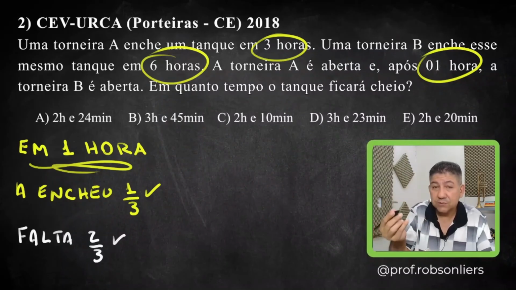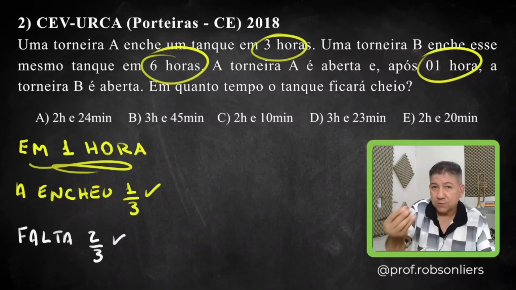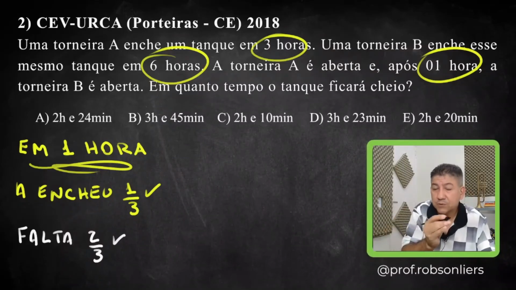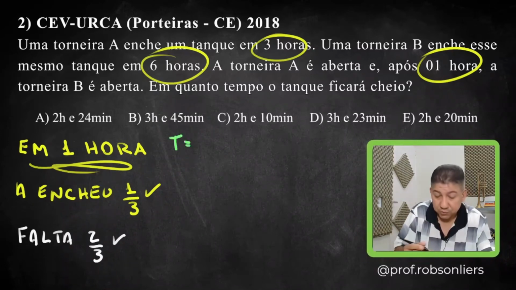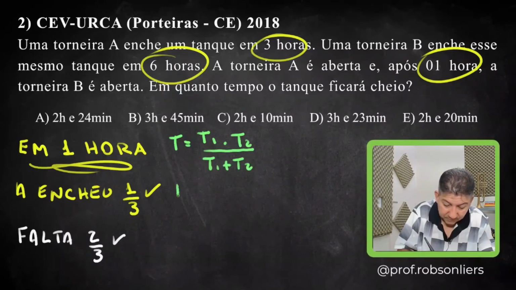After 1 hour, they opened the second faucet and both faucets stayed open together. To fill the rest of the tank then, let's calculate how long it takes for both together to fill the entire tank. And actually, what we want to calculate here is 2/3. But let's first calculate how long it takes to fill the whole tank, the total, with both together. It will be the time of the first faucet, that is T1, times the time of the second, which is T2, over T1 plus T2. So the first faucet's time is 3 multiplied by the second faucet's time, which is 6, over 3 plus 6.